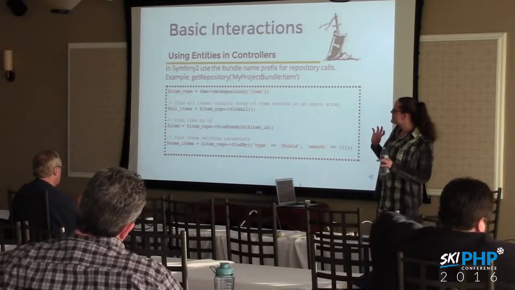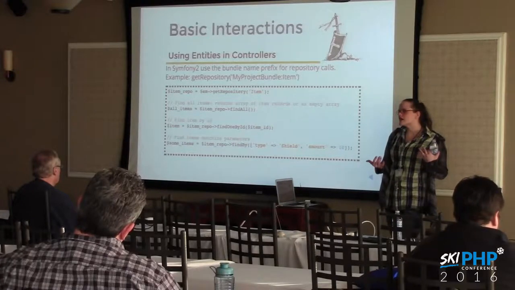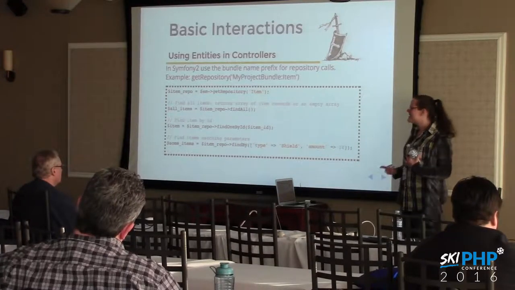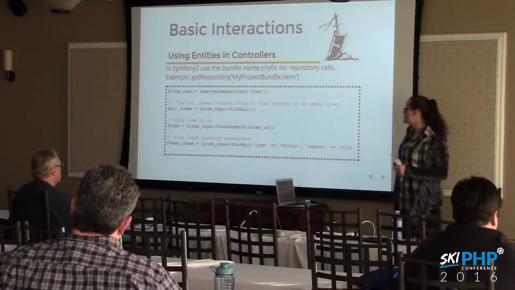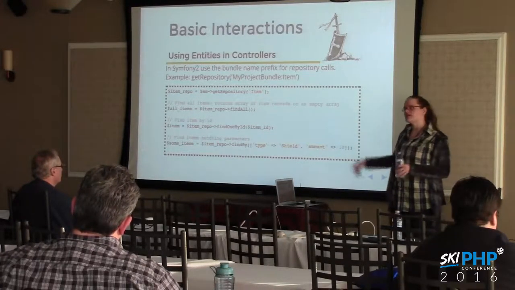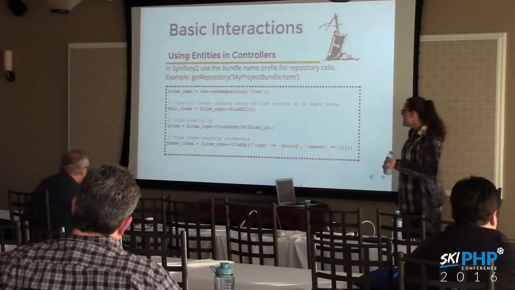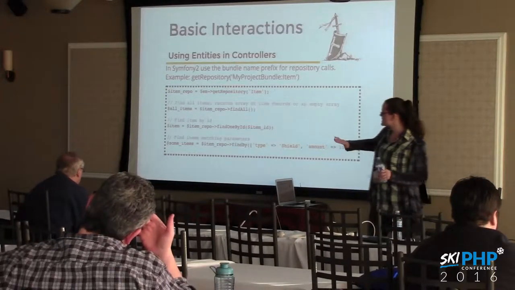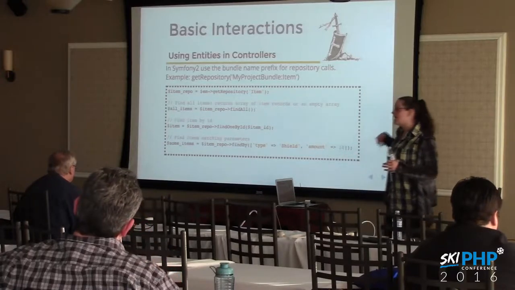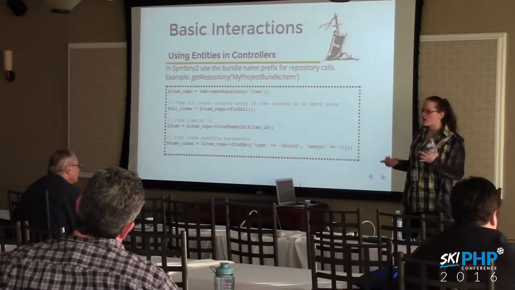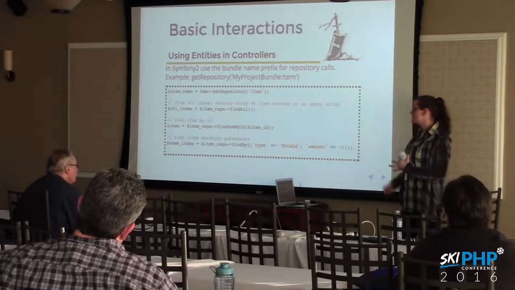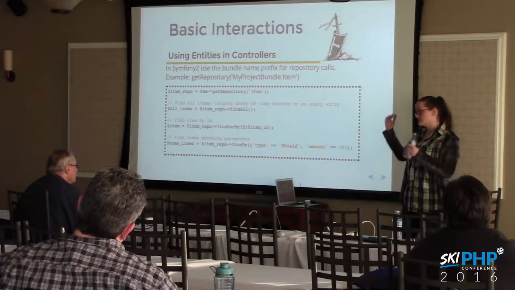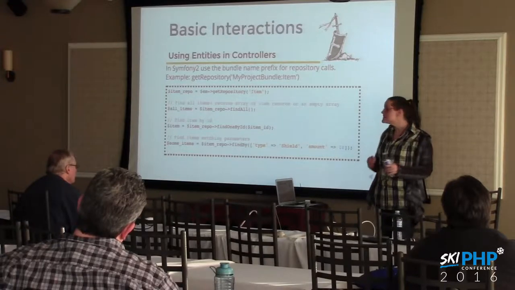So there are some handy-dandy little shortcuts that Doctrine puts in there, like you can get all of the records in the database with the find all method. You can find one by ID and just send in the ID and get the one record with that ID. You can also use the find by method, and the find by takes an associative array where the keys are the names of the columns and the values are the values that you want to match in those columns.